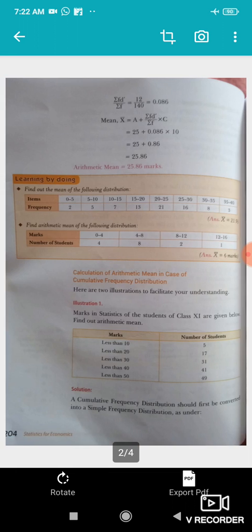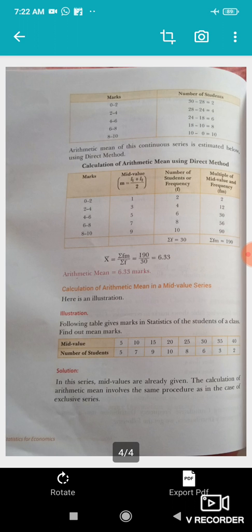First marks are given, mid values we will take out, frequency is given, and we will multiply to get FM. That is, mean is equal to summation FM upon summation F. That is 1265 upon 49. That is 25.82. Okay.